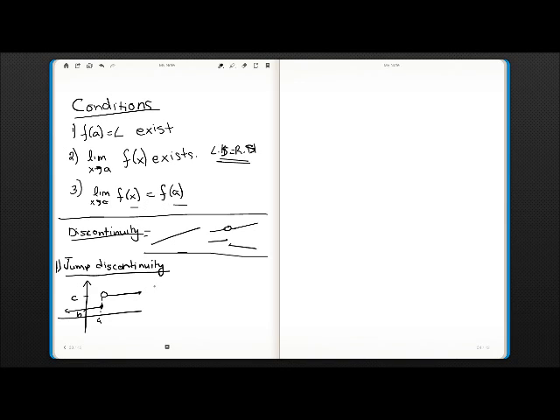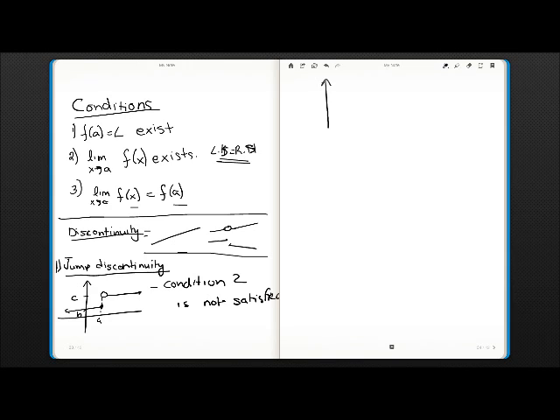Therefore, this type of jump discontinuity occurs when condition 2 is not satisfied. Okay, so there's another type of jump discontinuity.